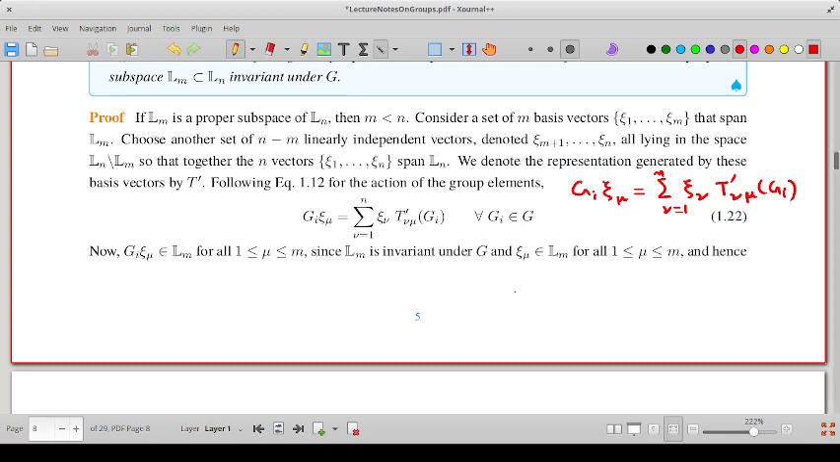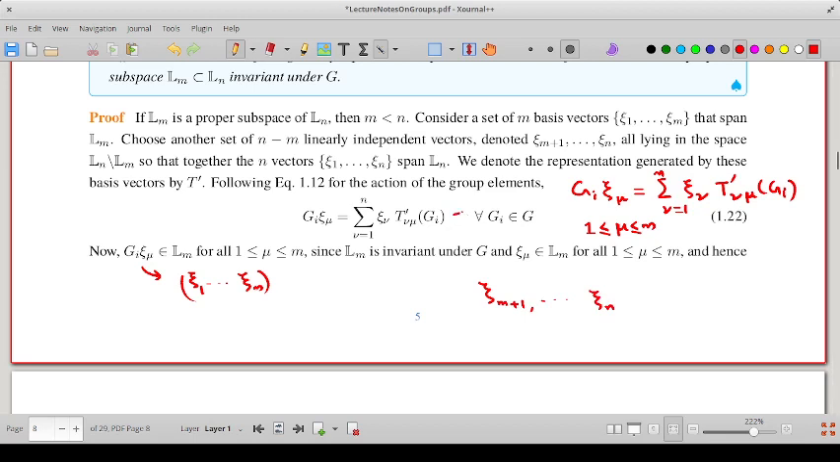Now if we restrict ourselves to the vectors within the invariant subspace Lm, we only need to consider basis vectors Z mu with mu from 1 to m. In that case, Z mu is in Lm, and Lm is an invariant subspace of the group G, and therefore Gi acting on Z mu should be an element of Lm itself. And therefore, we should be able to represent it as a linear combination of the m basis vectors Z1 up to Zm only. Or if you write it as a linear combination of the entire set of n basis vectors, the coefficients corresponding to the basis vectors Zm plus 1 up to Zn should be 0.